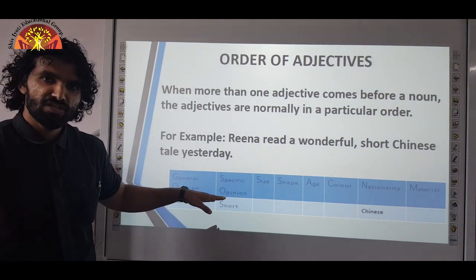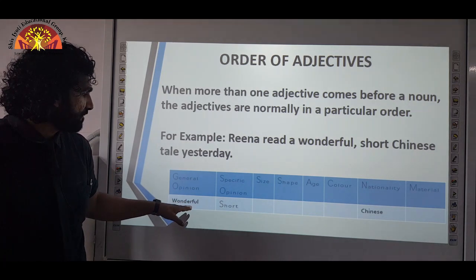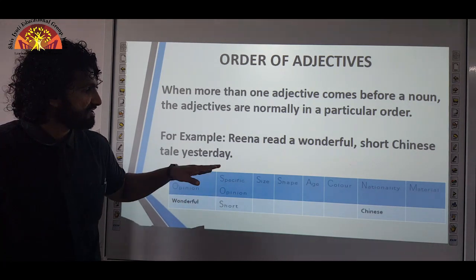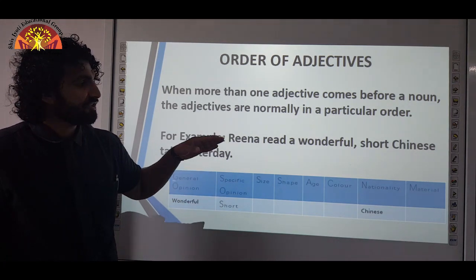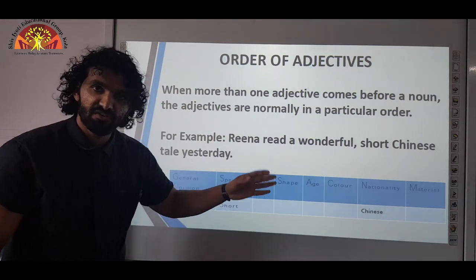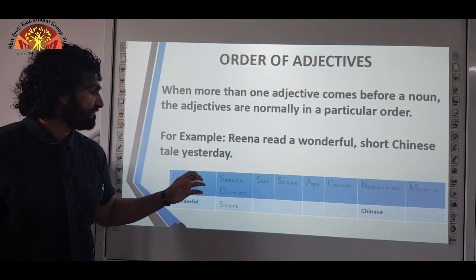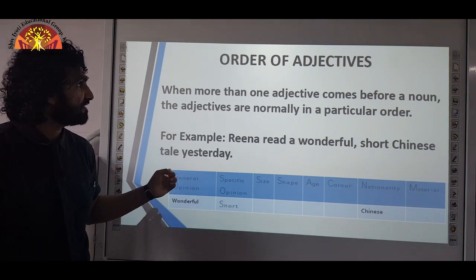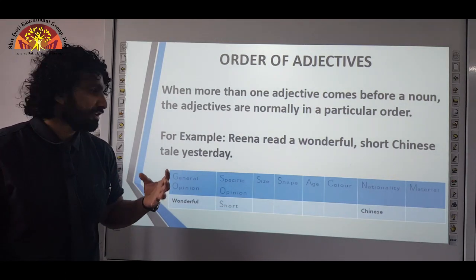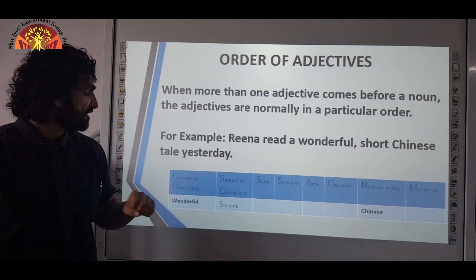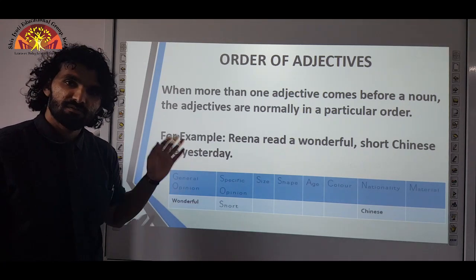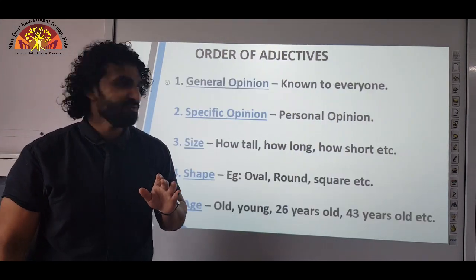This is the order that we need to keep in mind: general opinion, specific opinion, size, shape, age, color, nationality and material. This is the thing which we need to keep in mind. This is the order that we have followed. Now the question may arise in your mind, what is general opinion? Worry not, I am still here, I will tell you.